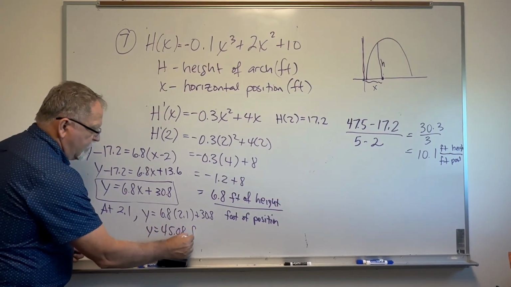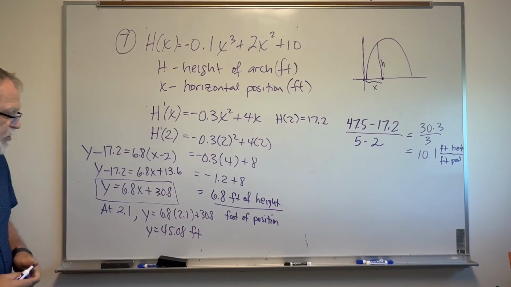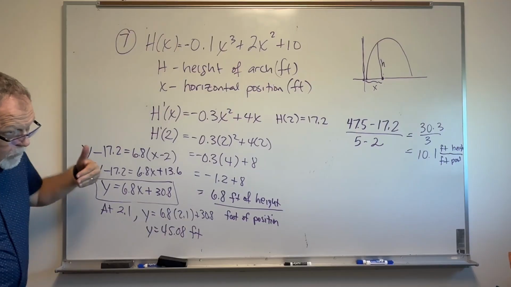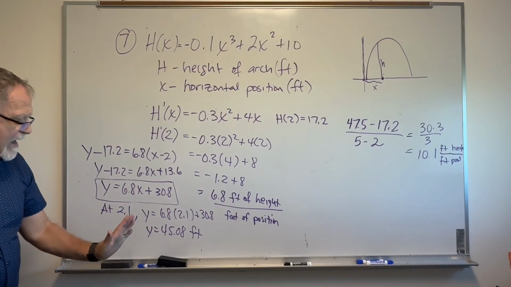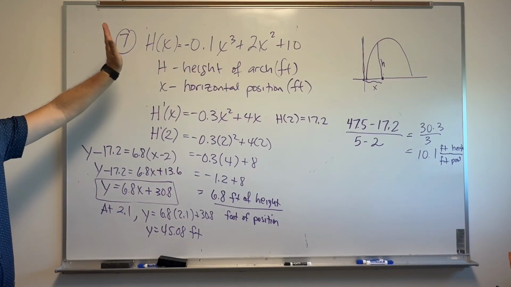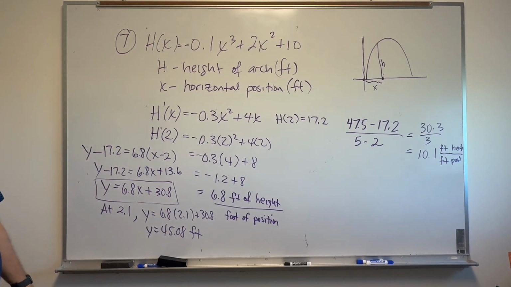And I get 45.08 feet. So my prediction is that at 2.1 feet of horizontal position, the height of my arch is just over 45 feet. That's my prediction using the tangent line projection. All right, so hopefully that helps.